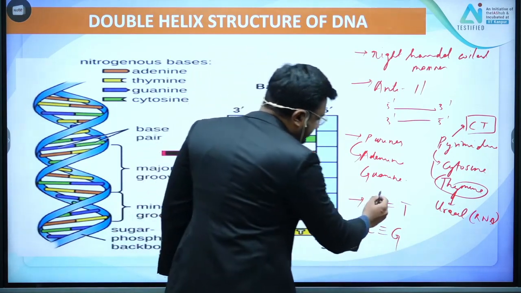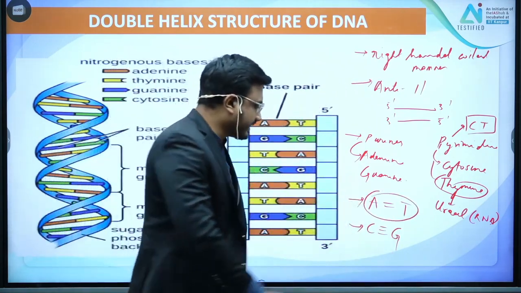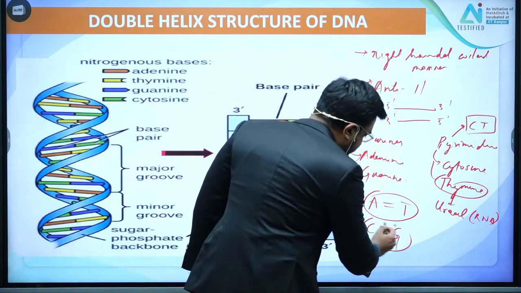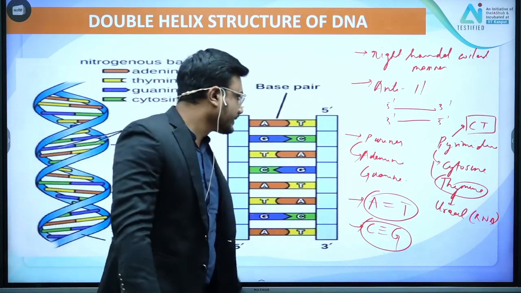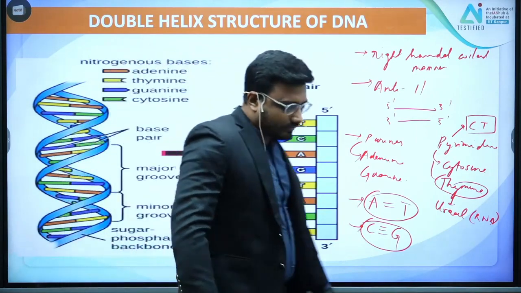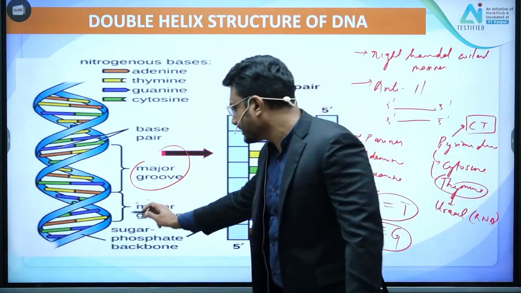So adenine makes 2 hydrogen bonds and it pairs with thymine, whereas cytosine makes 3 hydrogen bonds and it is getting paired with guanine. So now let us understand what is the major groove and what is the minor groove.